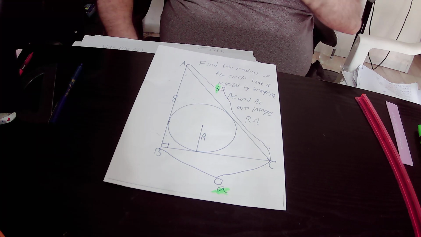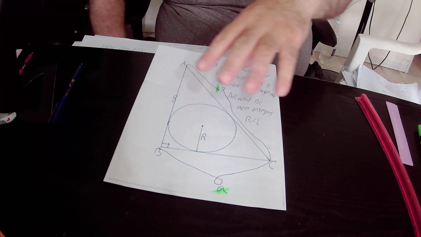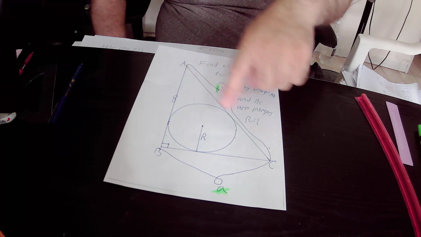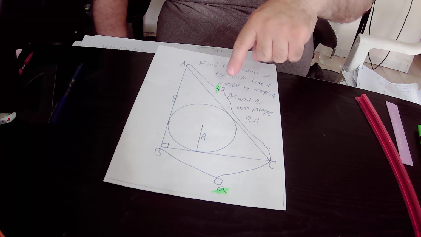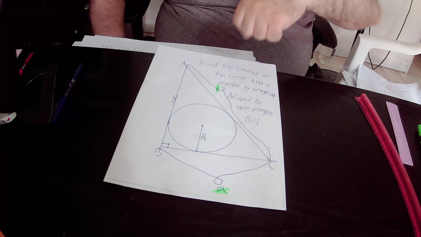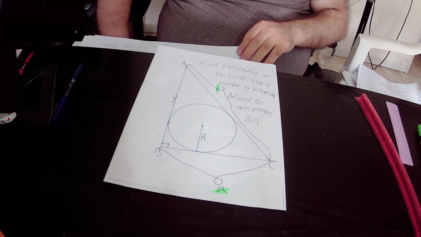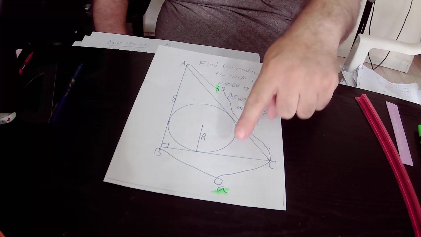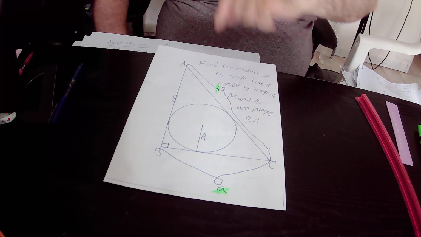Okay? And beside this right triangle ABC we have a circle, and this circle is inscribed by the right triangle ABC, and we want to find out the radius of this circle. So first of all, we define side BC as a and side AC, the hypotenuse, as b.